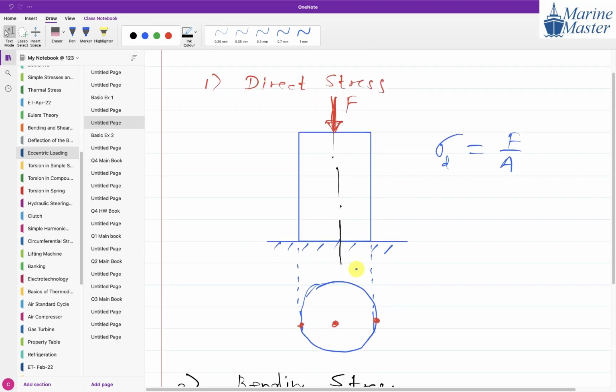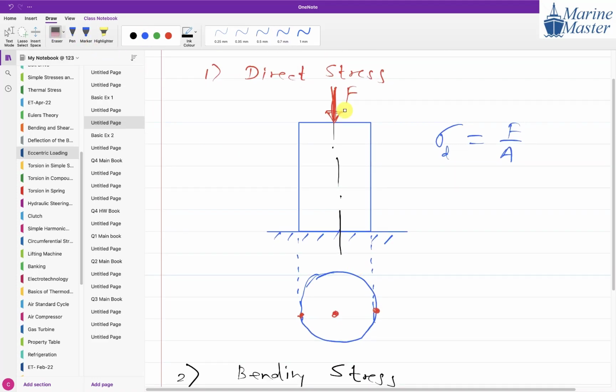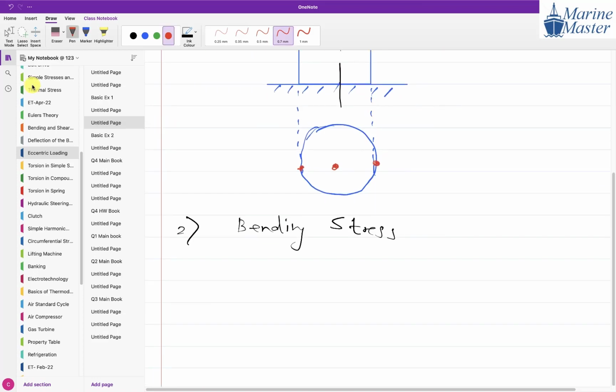In case of bending, see, here compression is there. If you apply the force like this instead, one minute. Suppose here we can apply a force like this also. In this case, in place of compression, we will have tension. So we can apply F like this also. If you apply F like this, tension. If you apply F like this, compression. Now try to see the scenario.